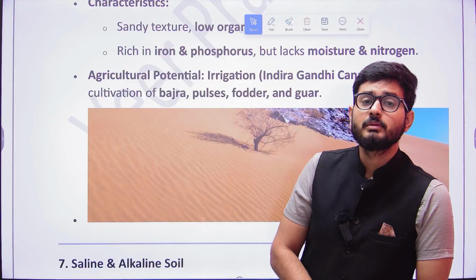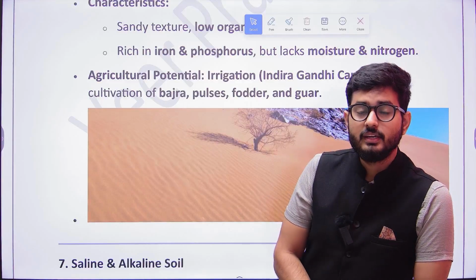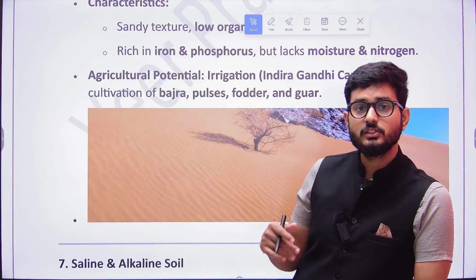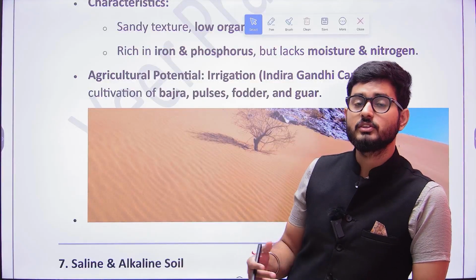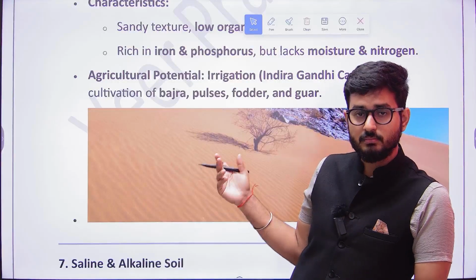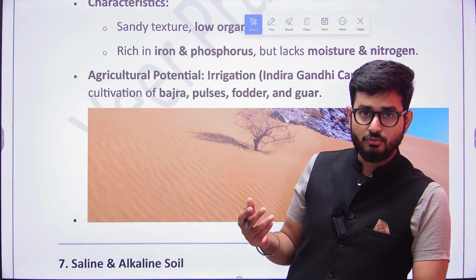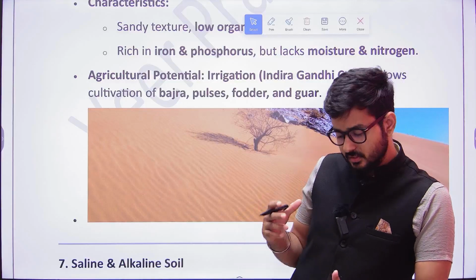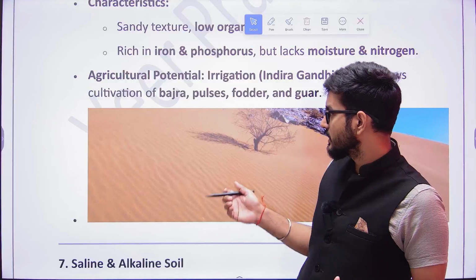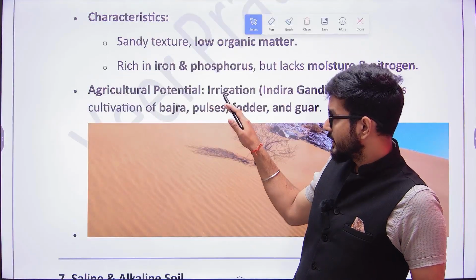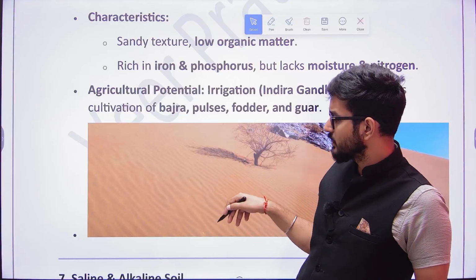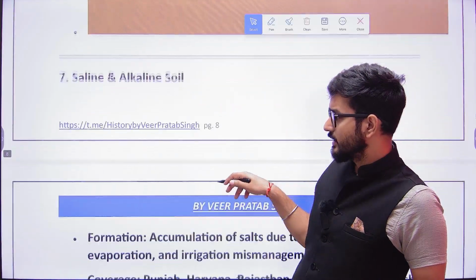But what happened? Because of the Indira Gandhi canal, the water was let out, and with this water the soil was converted into crop-growing soil. Initially this soil looked like this, but with the continuous supply of water and the adding of fertilizers, that soil was converted into crop-growing soil. So that is another aspect we can look at. There is agricultural potential. With a proper, adequate water supply, there can be growth of various crops.